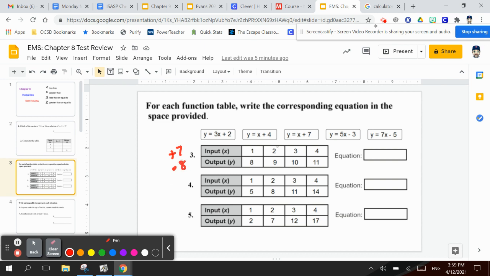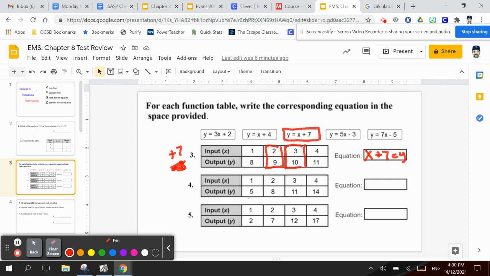So I look at 2. 2 plus 7 is 9. That one works. Let's try and multiply. 2 times 8 is 9? No. 2 times 8 is 16. So I know that one doesn't work. Let me try 3. Is 3 plus 7 10? Yes, that works. Is 4 plus 7 11? Yes, that works. So my equation then would be here, whatever x is, x plus 7 equals y.